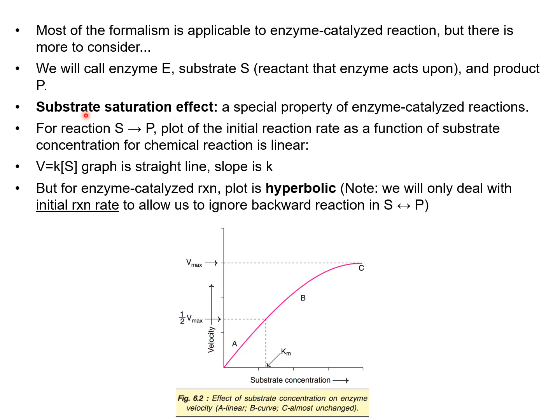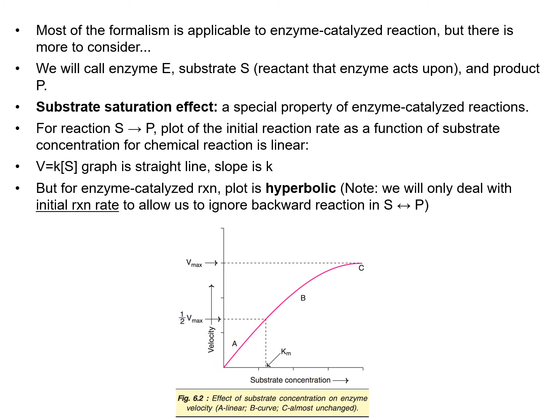And that is, for the reaction S to P, substrate to product, the plot of the initial reaction rate as a function of substrate concentration against the velocity of the reaction for a chemical reaction is linear. And that means that the rate or velocity V, which is the product of k and the concentration of S, will make a straight line here with a slope of k.